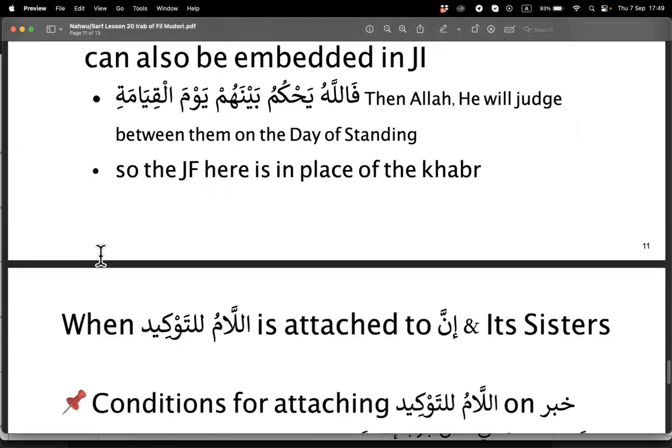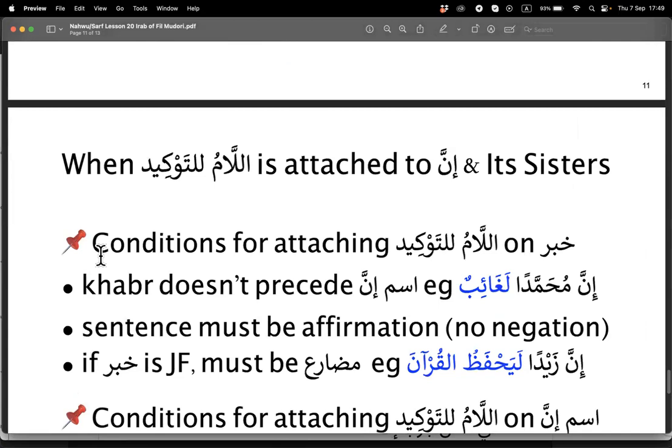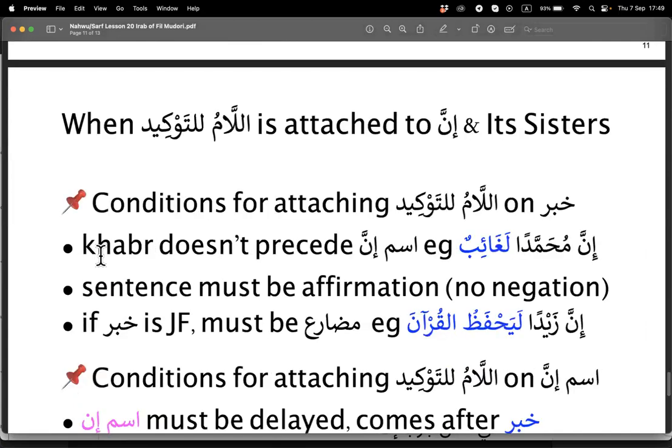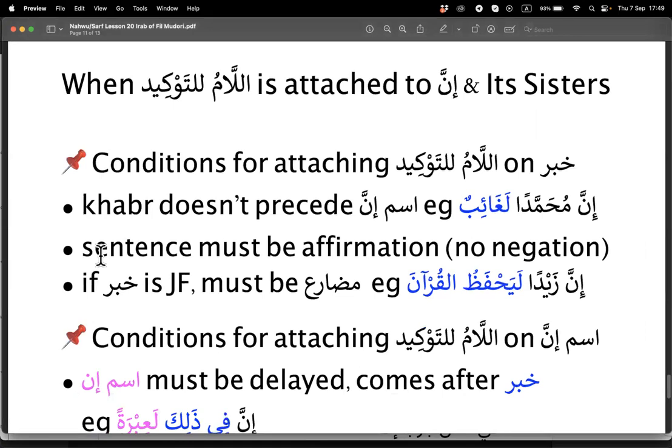Now, we're going to talk about one more thing: when we have lam tawkeed on Inna and her sisters. So Inna, Anna, Ka'anna, all that can come with lam tawkeed. It can come with the khabar, if the khabar doesn't precede the ism Inna. So here, this is Inna.